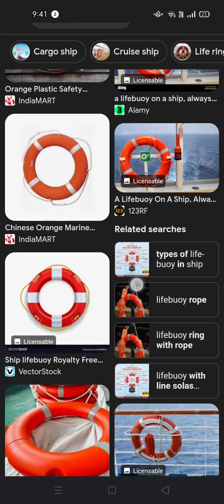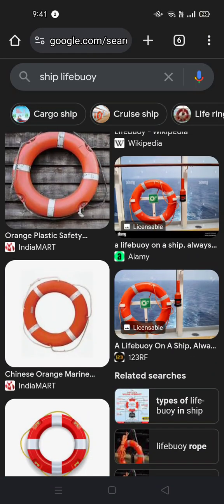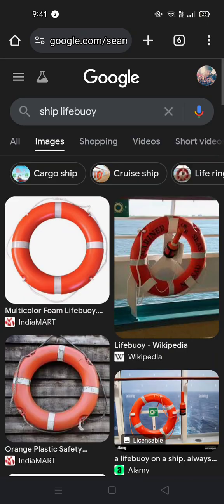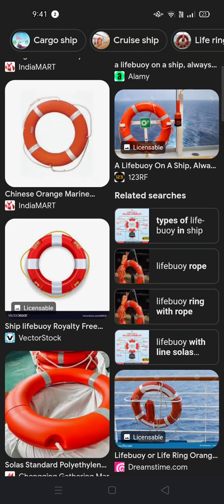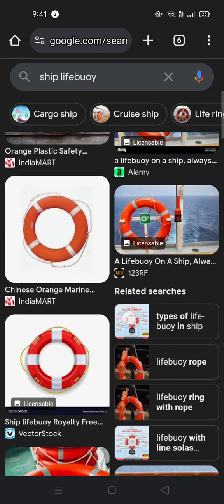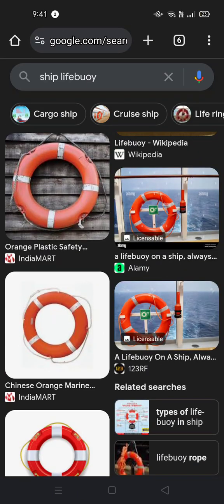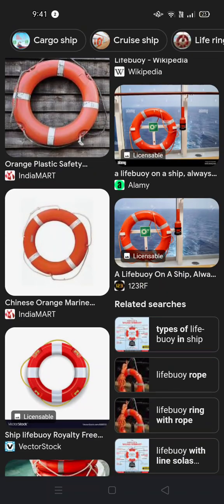So today we'll be doing function 3, life saving appliances. First, let's start with the lifebuoy and its requirements. Let's start in Hindi. In orals, they basically ask questions like what are all the requirements for the lifebuoy.